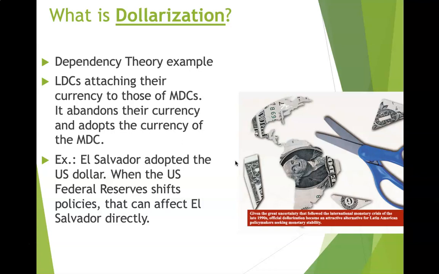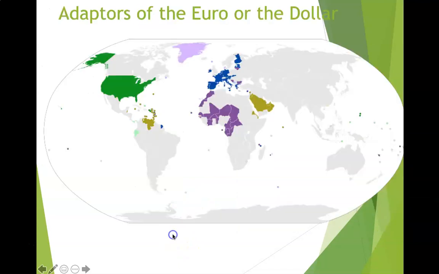If you adopt the U.S. dollar, you need to keep in mind that the policies that the Federal Reserve puts in place are not meant to help El Salvador or another Latin American country. They're meant to help the United States, and so it can have indirect negative effects. So it's an interesting example of dependency theory. We're dependent on the dollar in other places.